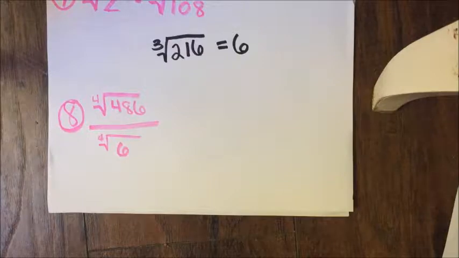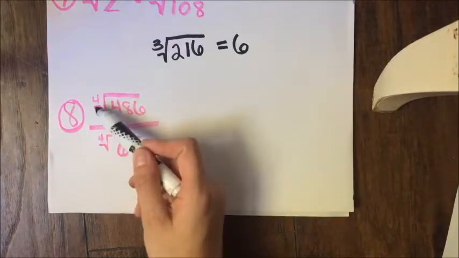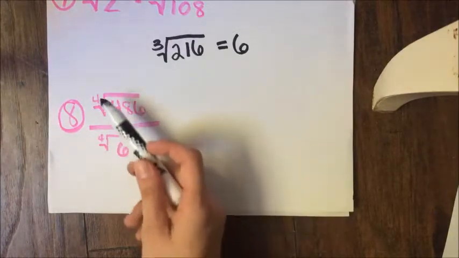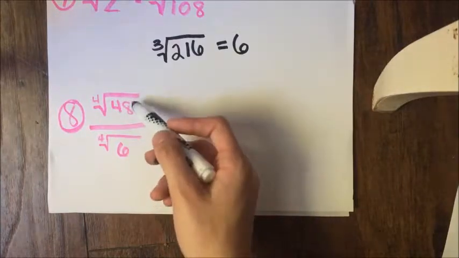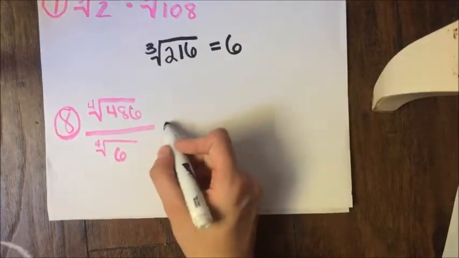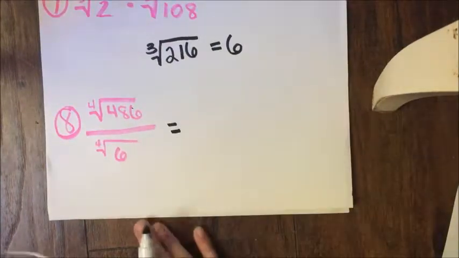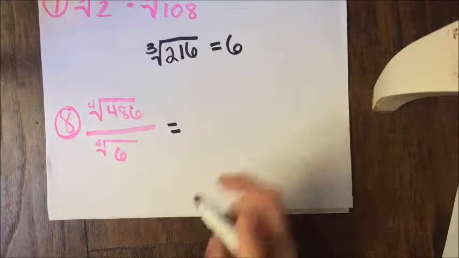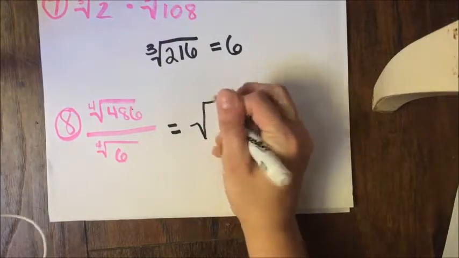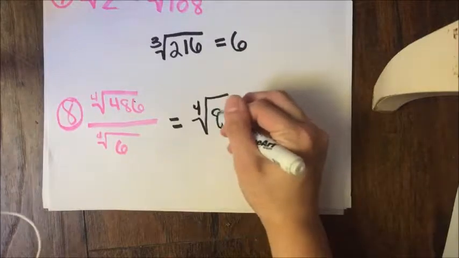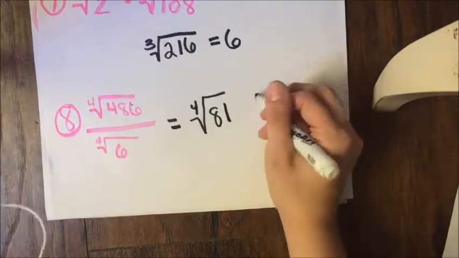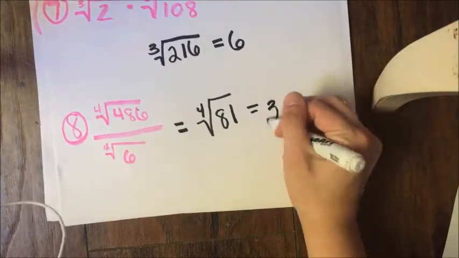And again, in number 8, since both roots are to the 4th, you can just divide what's under them. So you would get 486 divided by 6 would be the 4th root of 81. And the 4th root of 81 would be 3.